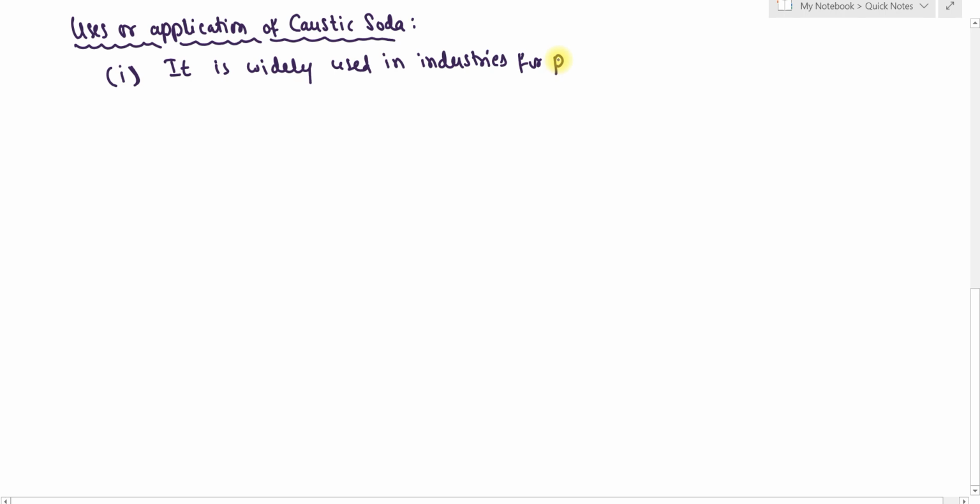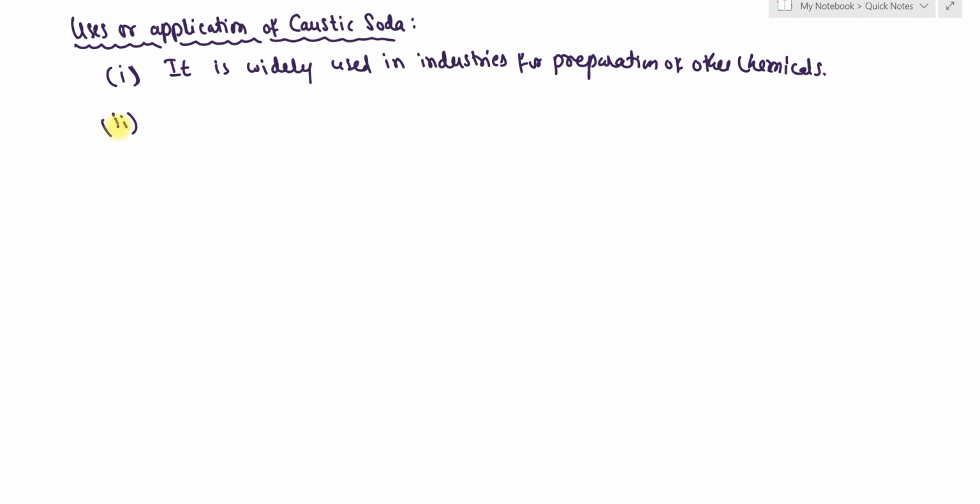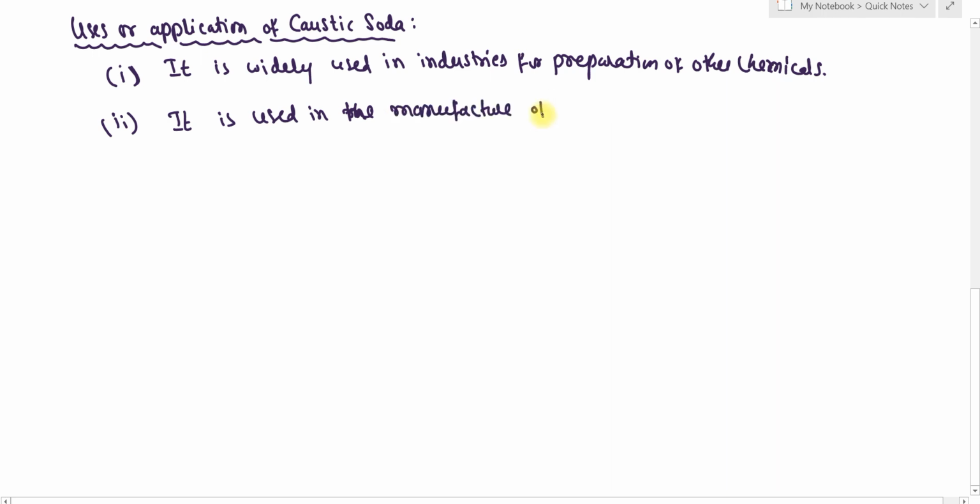Then second application, what is the second important application of caustic soda? It is used in the manufacture of soaps, detergents, rayon. Rayon is a fiber. Then papers, paper industry.